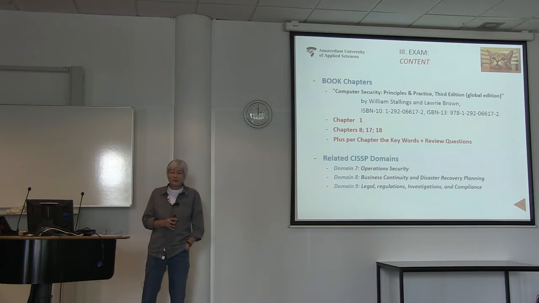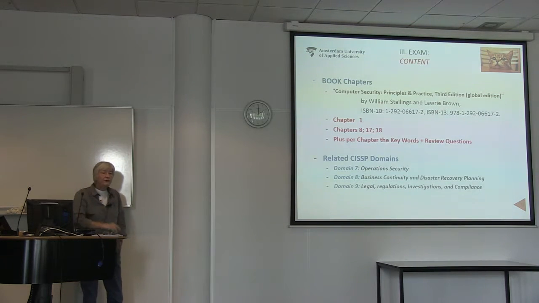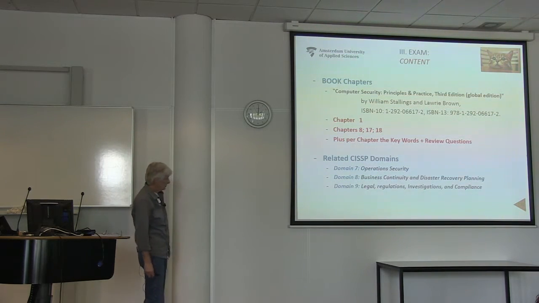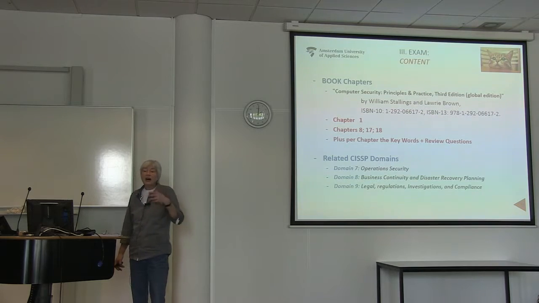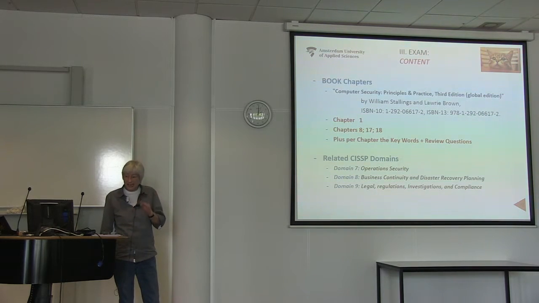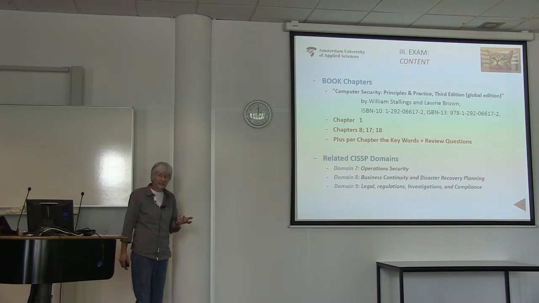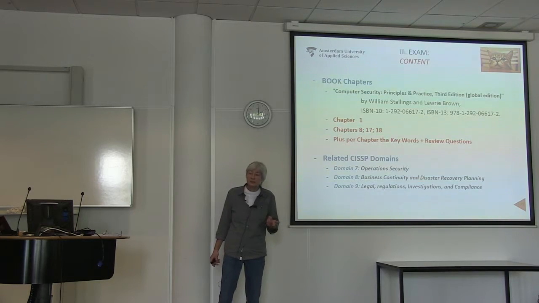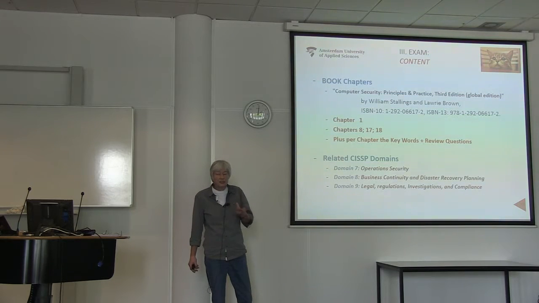Okay, what chapters out of the book of computer security do you have to study? Only 4 chapters. Chapter 1, the overview, the general introduction on the field of security, plus chapters 8, 17, and 18. At the end of each chapter, you have the keywords, and you have to study the keywords and take the self-assessment questions if you want to. Review questions are nice to look at, but those are open questions, and you don't have to answer these open questions as preparation for your exam.